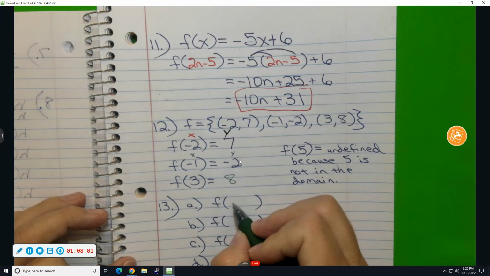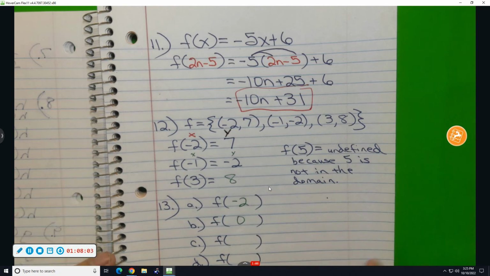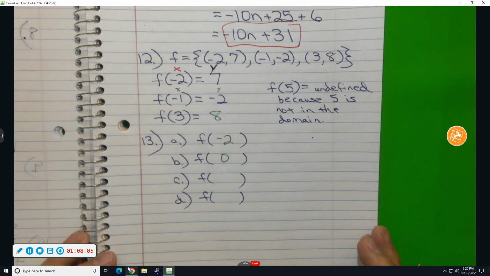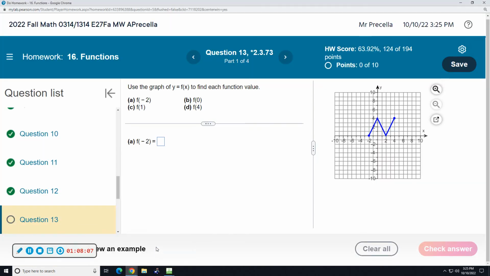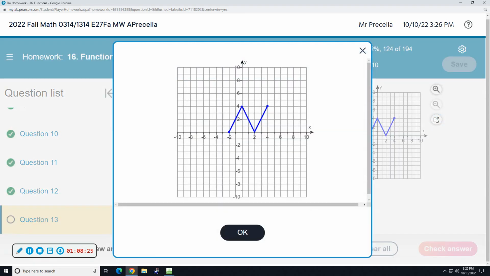-2, 0, 1, and 4. I'm just showing them what you're doing. They're sitting there wondering. This goes back to the x and y. The number in the parentheses is x. The number in the answer is y. So I'm going to blow up that graph, and then we'll punch in all 4 answers at the same time. That's why I'm writing them down.